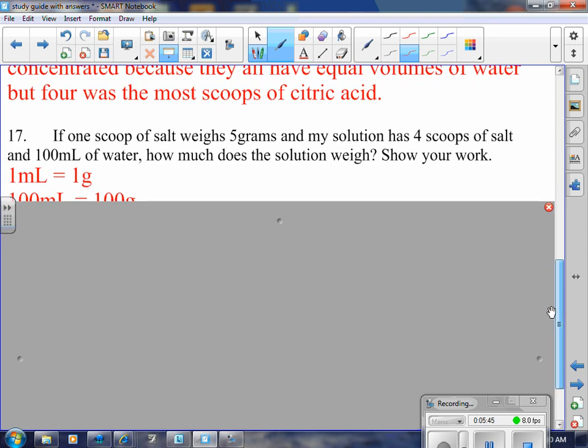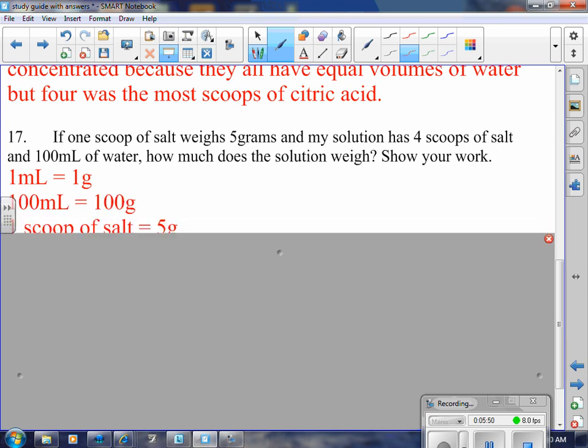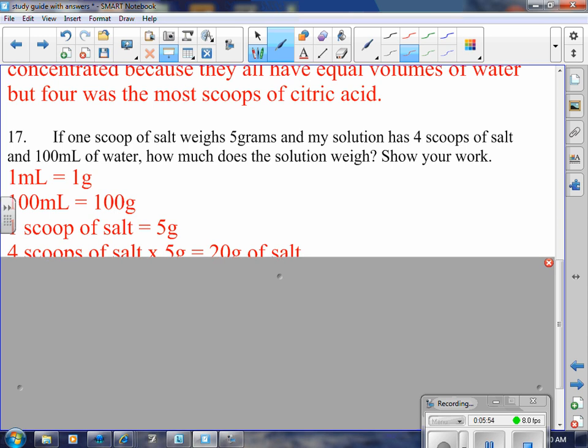I asked you to show your work, so this is my work. 1 milliliter equals 1 gram. So 100 milliliters of water equals 100 grams. 1 scoop of salt equals 5 grams. It's given to you in the problem.